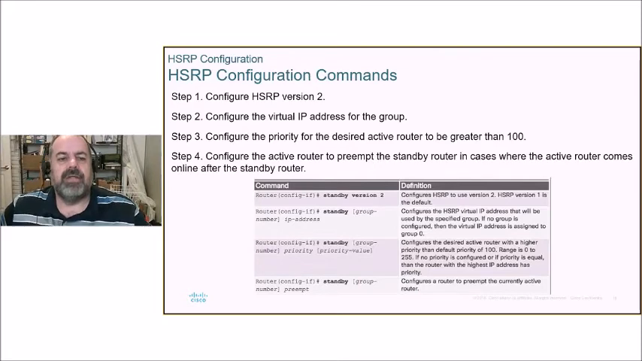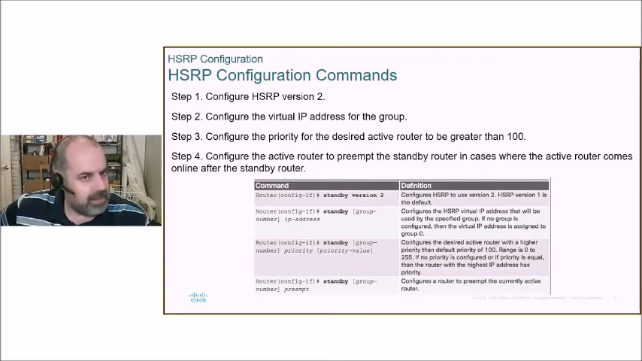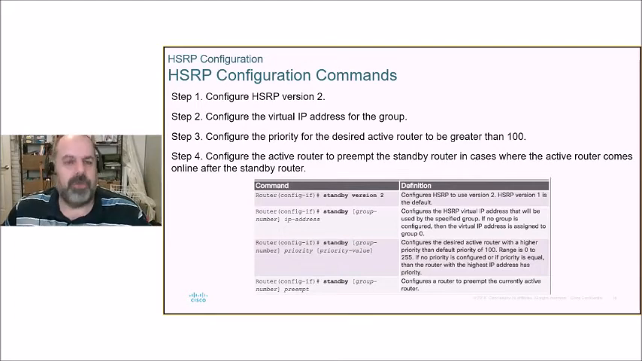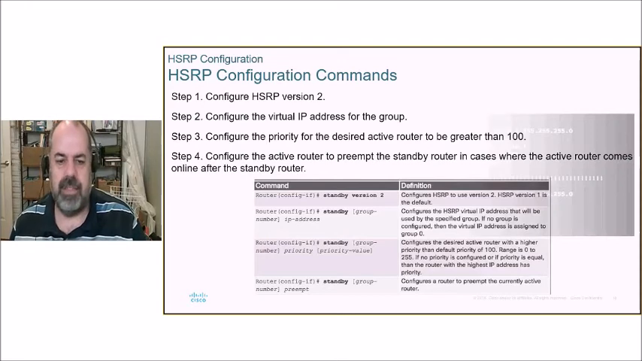And so if you wish to change priority, if you want to set a router to be the active router, by default you would set it to a number greater than 100. And of course, if you want it to always be active whenever it's up, you would do the preempt command.